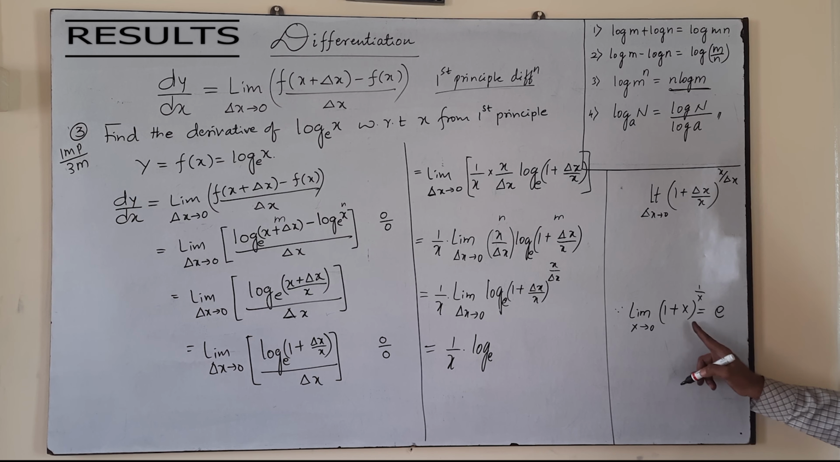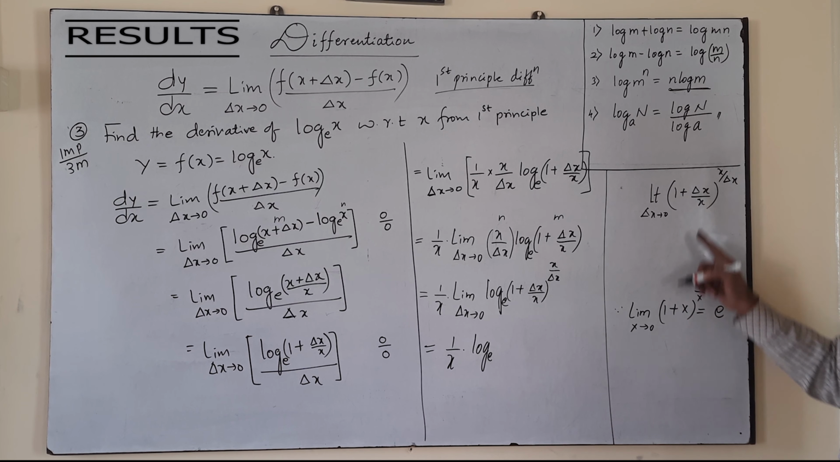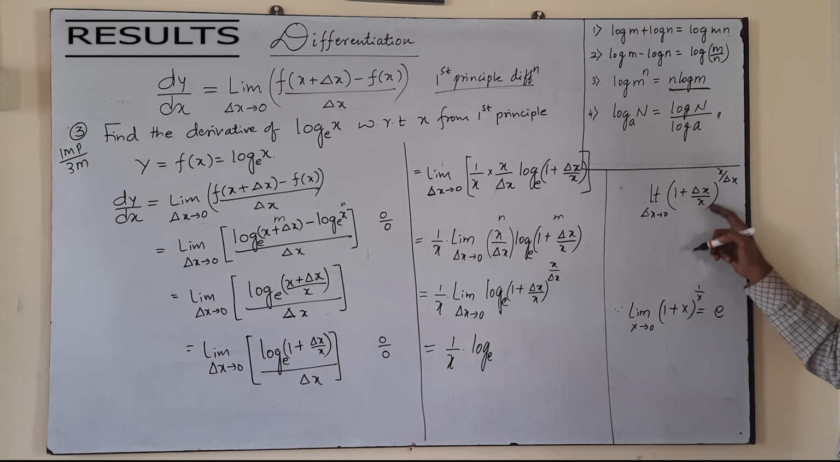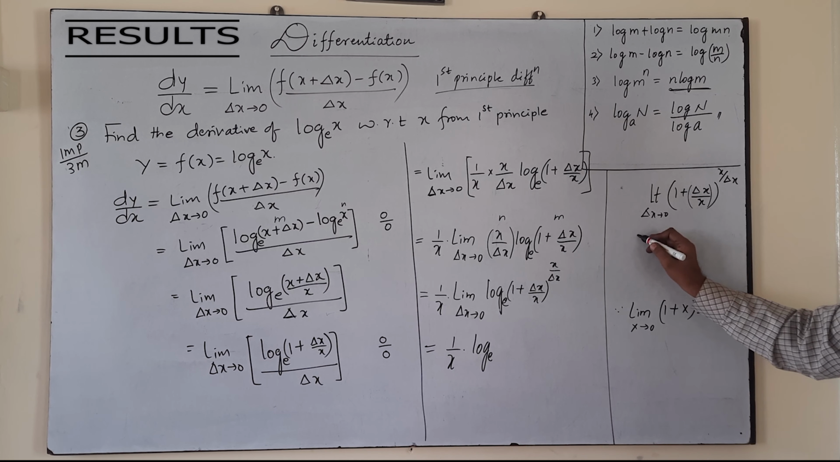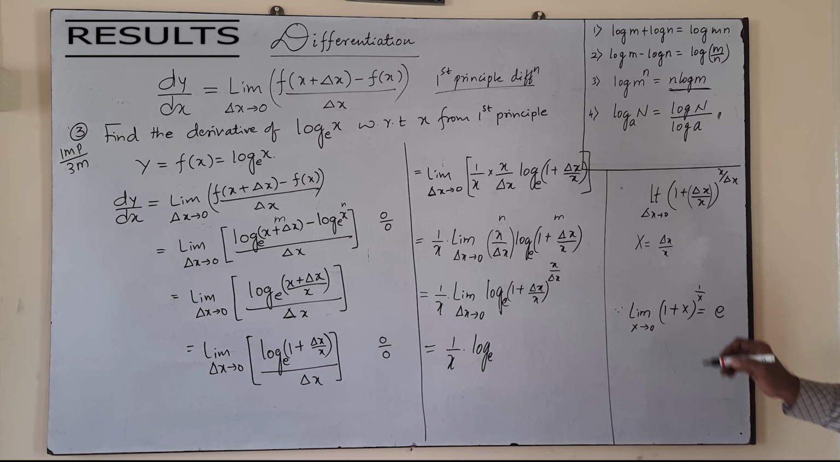I am not asking you to prove this, just remember that formula. So compare this with this, tally them. Delta x by x, call that value capital X. Take capital X equal to delta x by x. Then what happened? Limit 1 plus x, that is delta x by x, by taking capital X, to the power of x by delta x. Delta x by x value is capital X. Reverse, x by delta x is 1 by X.